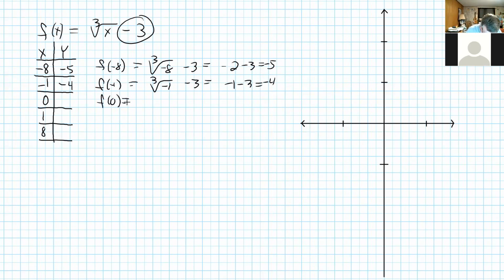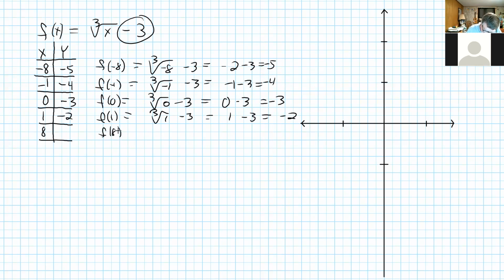F of 0 is the cube root of 0 minus 3, which is 0 minus 3 or negative 3. F of 1 is the cube root of 1 minus 3, which is 1 minus 3 or negative 2. And f of 8 is the cube root of 8 minus 3, which is 2 minus 3, which is negative 1. Notice we can take cube roots of negative numbers and we can get negative answers.